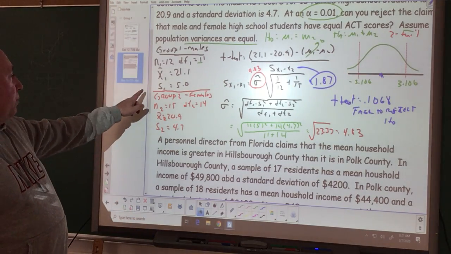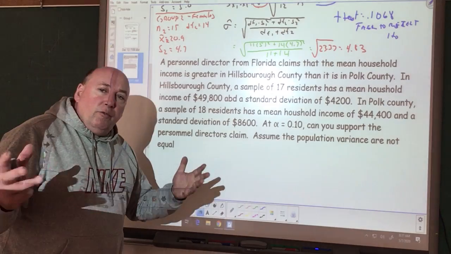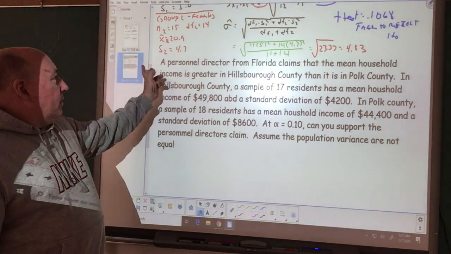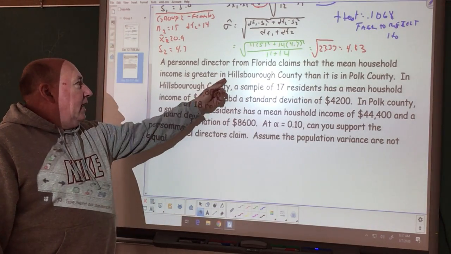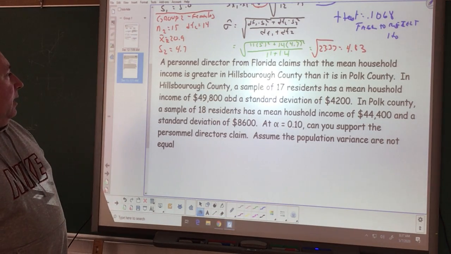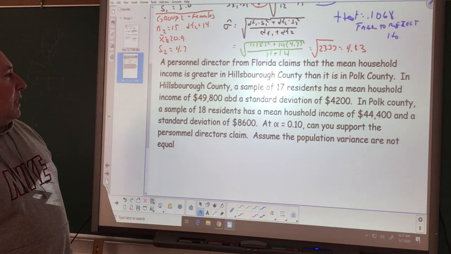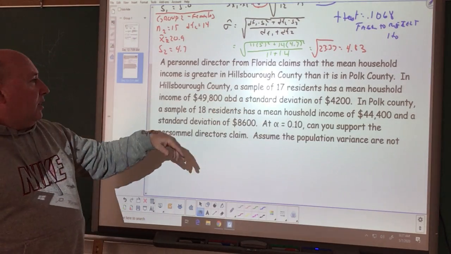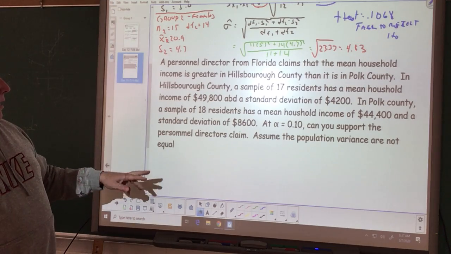Looking at one last problem here with this. And once again, if I'm going too fast, just slow me down by hitting the pause button. A Personnel Director in Florida claims that the mean household income is greater in Hillsborough than it is in Polk County. In Hillsborough County, a sample of 17 residents has a mean household income of this, and standard deviation. In Polk County, they have 18 residents with that mean income.